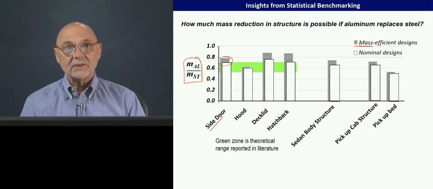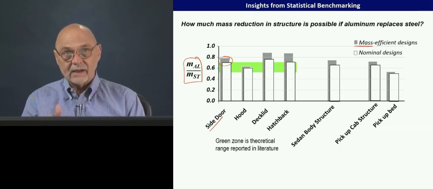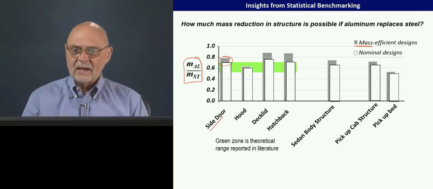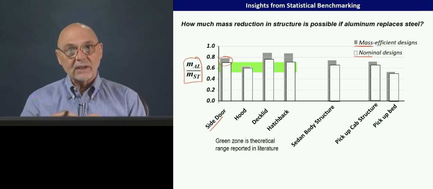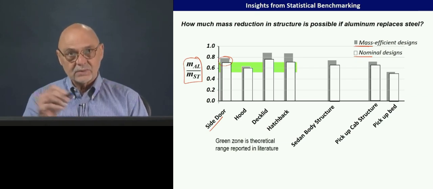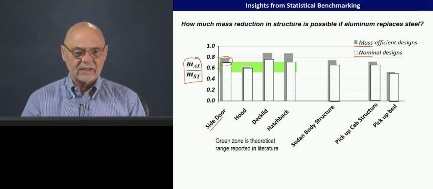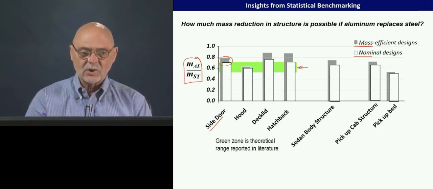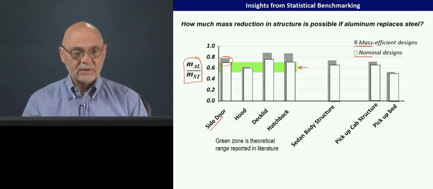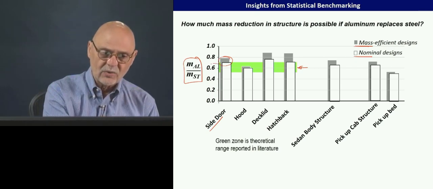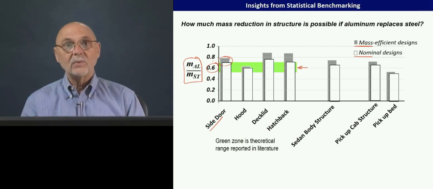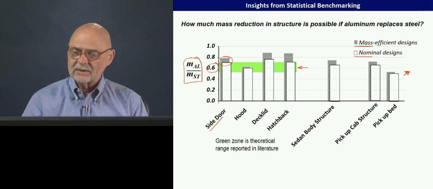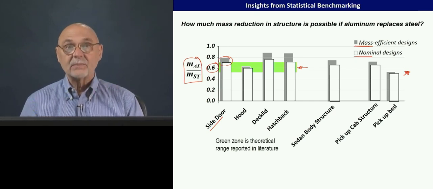The gray refers to mass efficient design. So these are looking at the best of the best steel versus the best of the best aluminum. And the nominal just means we're looking at the whole scatter plot, just the average line that goes through the cloud of data. So you can get an idea of the ratio between aluminum and steel. This is that zone of about 2/3 that we had looked at before. And then the really interesting one is that pickup bed, about 50%.